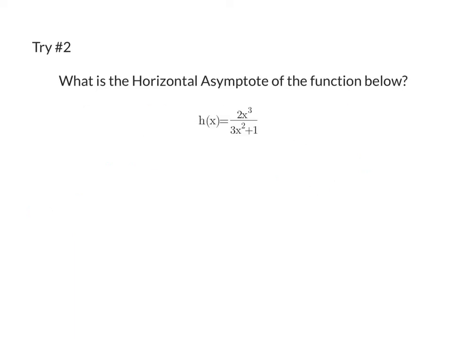In Try 2, it says, what is the horizontal asymptote of the function below? Again, we're checking our powers. So I have a 3 and I have a 2. Guys, 3 is greater than 2. Since it's greater, there is no horizontal asymptote, because later there will be a slant asymptote, but right now we won't talk about that.